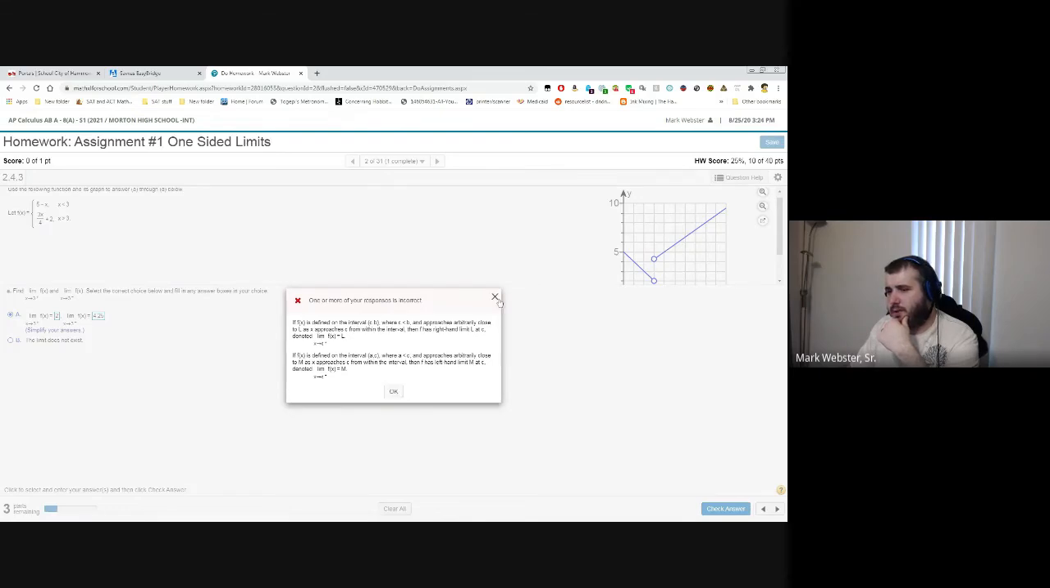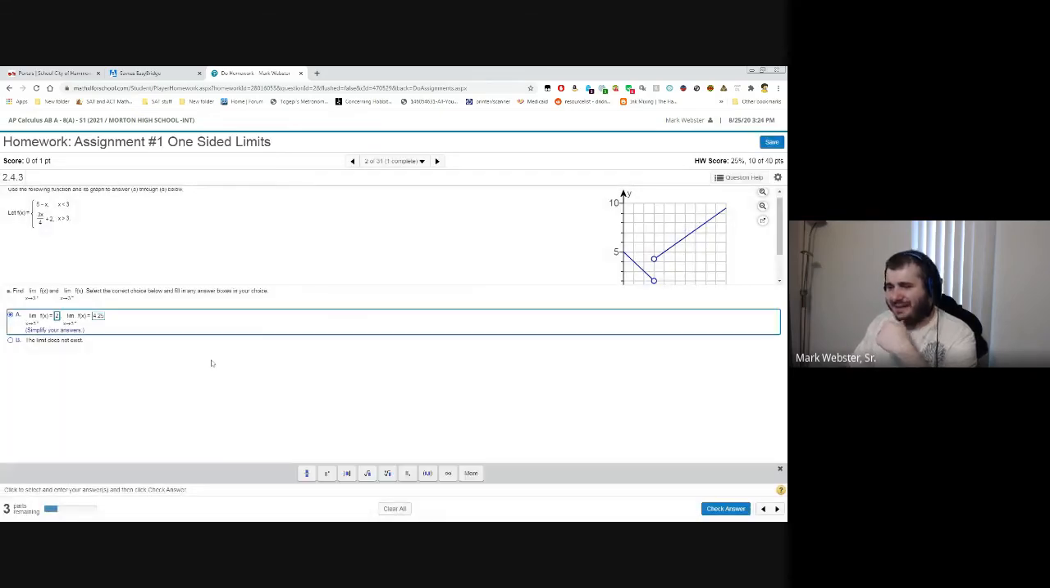Tell me how I put them backwards. Let's try that again. Sorry, I put them backwards because I can't read. Okay, that's why I teach math, right?